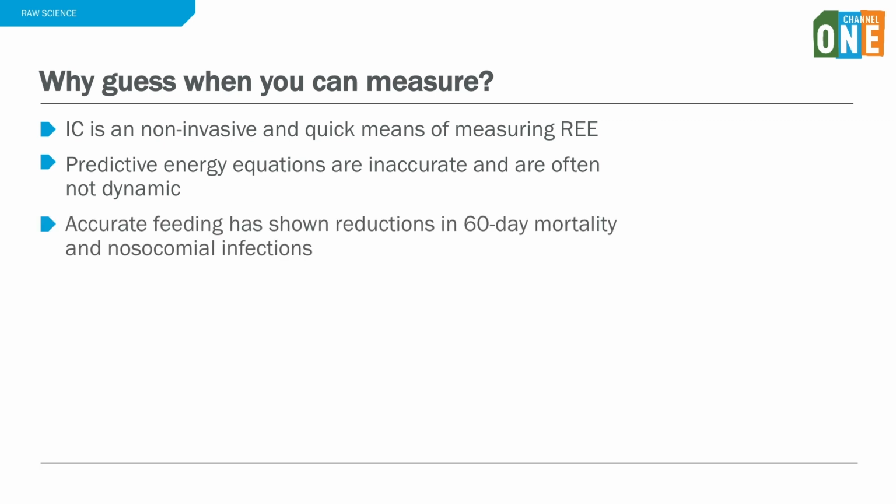Accurate feeding of 70% of REE has shown reductions in 60-day mortality and nosocomial infections. IC can benefit both acute and ambulatory care patients. And remember, you can use this in ventilated and spontaneously breathing patients.